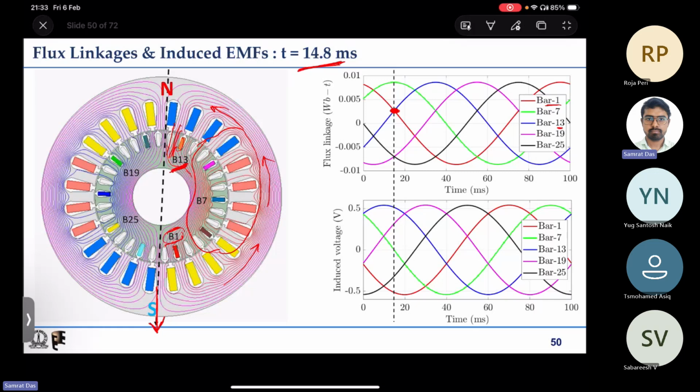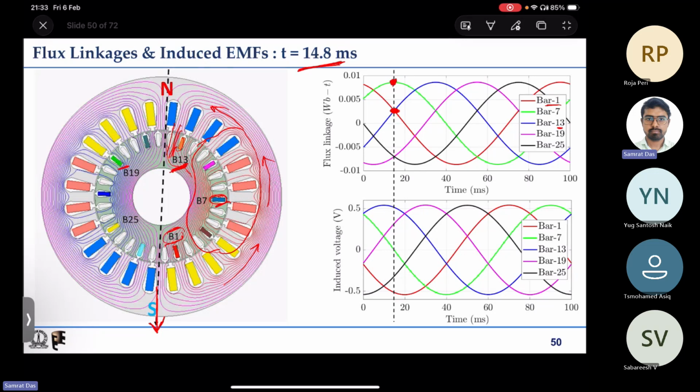And which one is having the maximum flux linkage? You can see whichever conductor or bar is there perpendicular to the magnetic field axis, that will always enclose the maximum number of flux lines. Basically all the flux lines will enclose that. So B7 is having the peak flux linkage, as you can see at this instant. Similarly, flux linkages of B19 and B25 are negative.